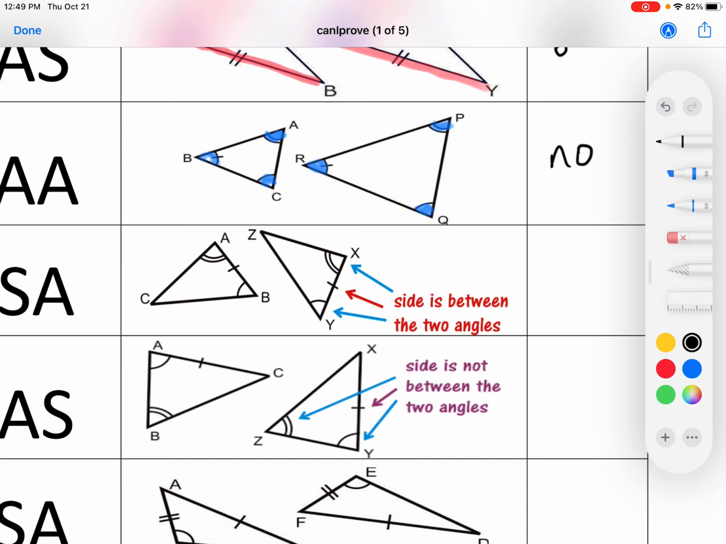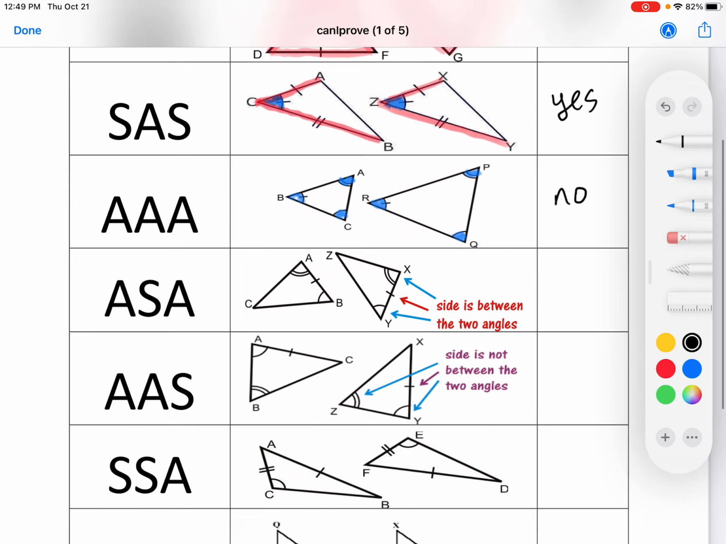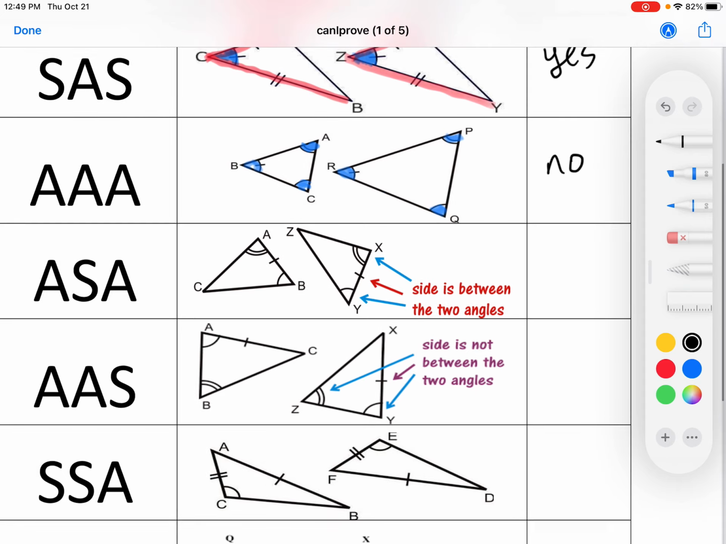Just because these two triangles have the same angles, they do have the same shape, but you can clearly see that the one on the left is way smaller than the one on the right. That is not the same size. There is no way those triangles are congruent. All right, so the answer is no.